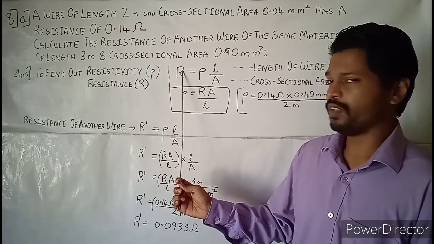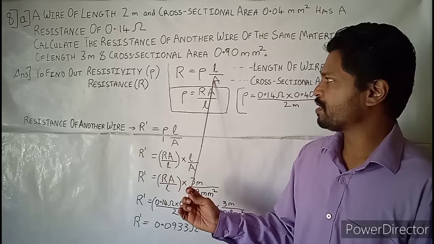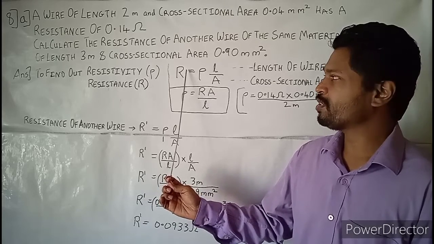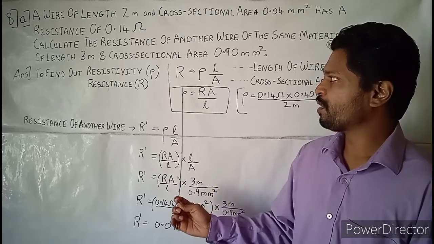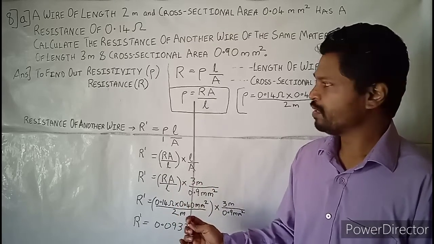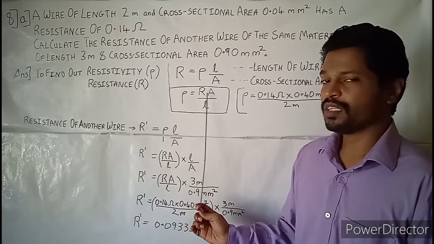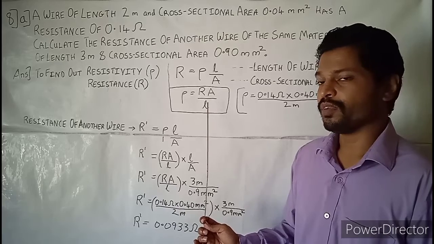This will be going over there. So these two things you will be multiplying. If this is division, when it goes to the other side it will be multiplication, and what is in the numerator will come to the denominator. So this you have to keep in mind. Rho is equal to resistance into cross section area divided by the length of the wire.